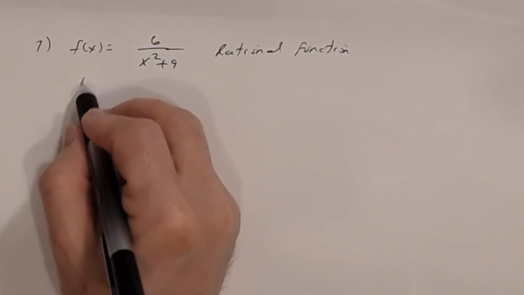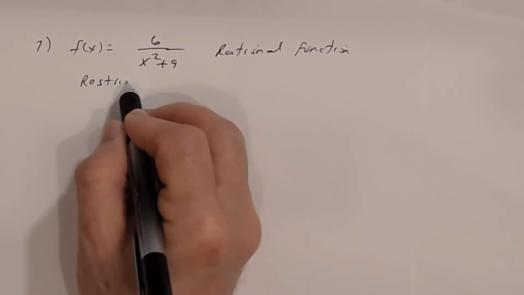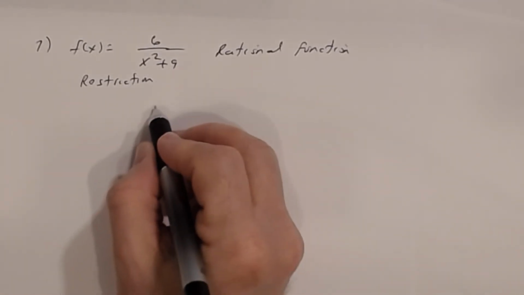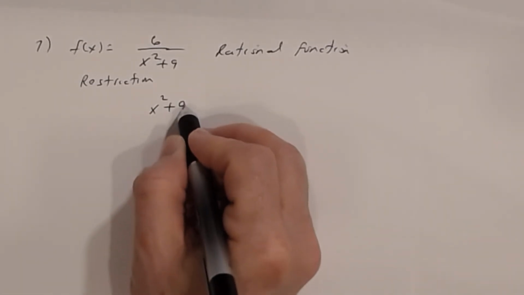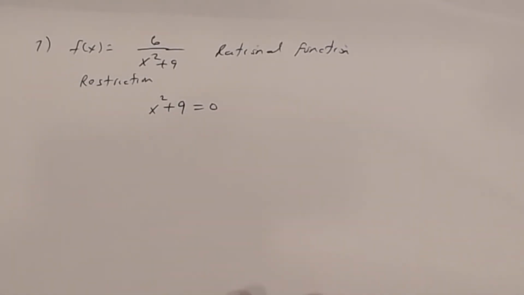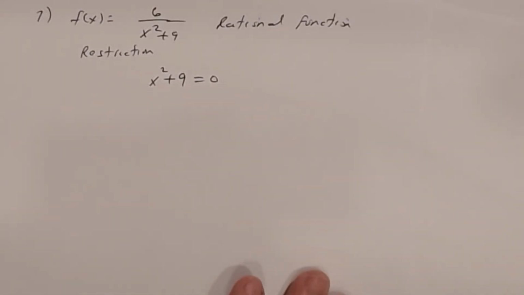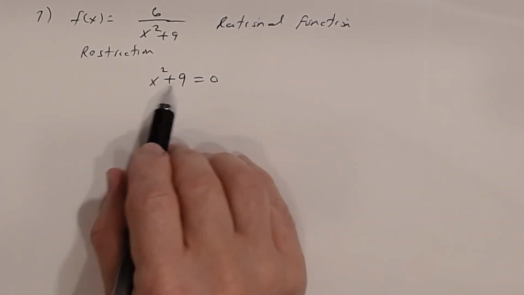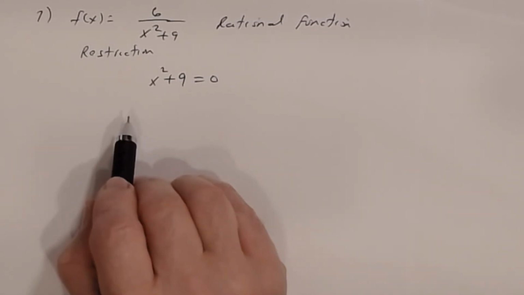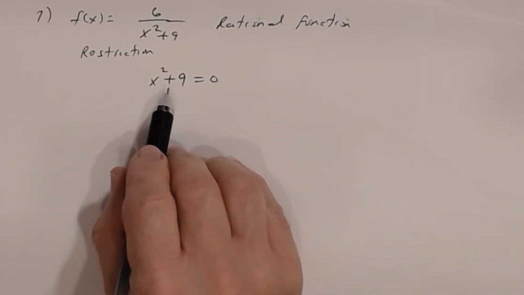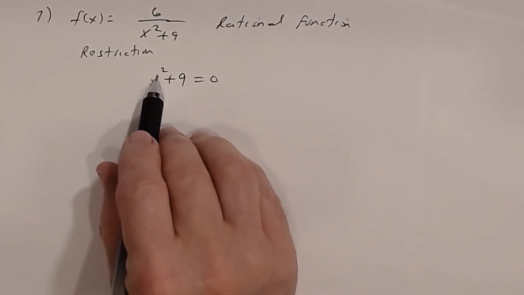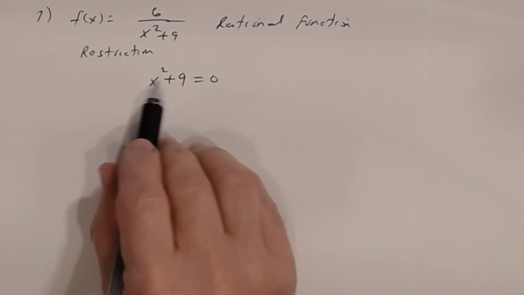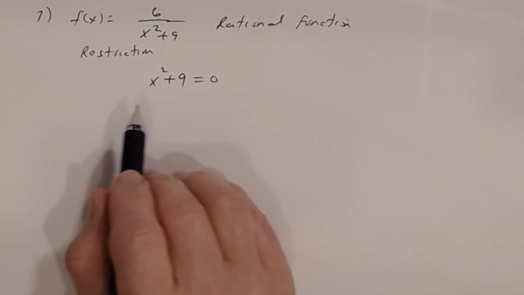And then I've got to find the restrictions. So we have to determine what's going to make the denominator 0. So where is x squared plus 9 equal to 0? Okay? And so first of all, notice that this is a quadratic equation. Secondly, notice that this is the sum of two squares. And so remember that the sum of two squares cannot be factored, right?